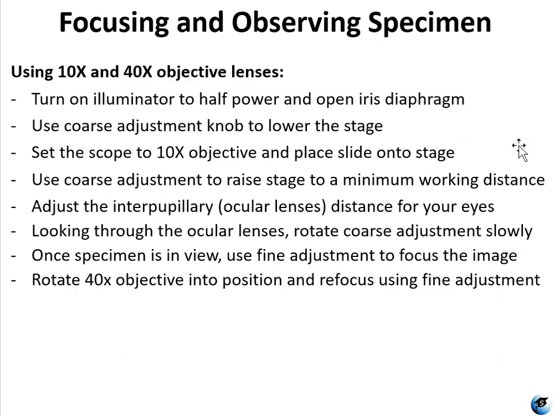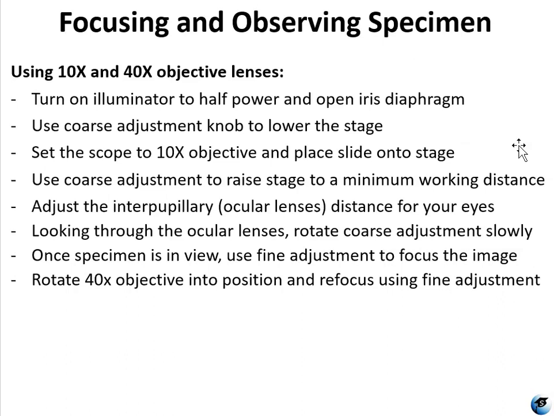You will adjust the interpupillary distance, the distance between your ocular lenses, and that helps to make sure that you're not seeing double. And then you look through the ocular, rotate your coarse adjustment knob slowly so that you can get the specimen into view. And then once the specimen's in view, you use fine adjustment to focus the image further. And then you'll rotate the objective lens into the 40x position, and you'll refocus again using just the fine adjustment.